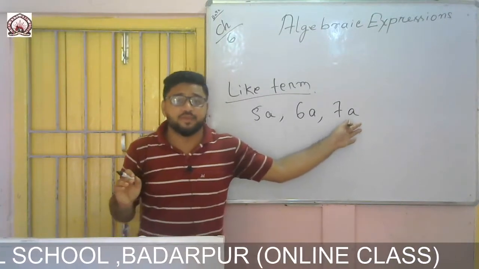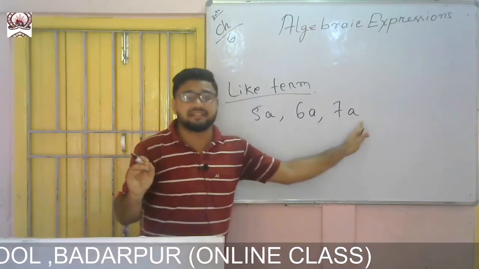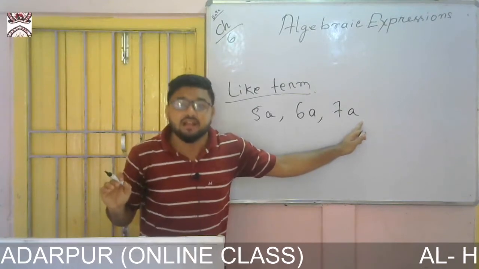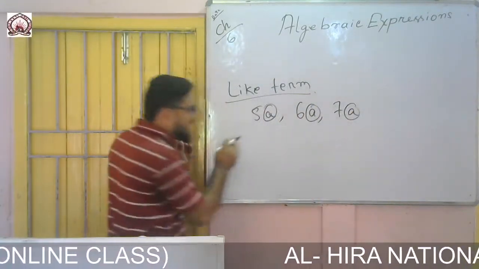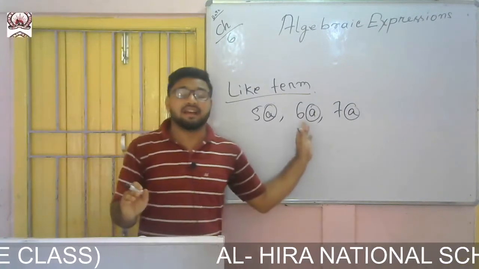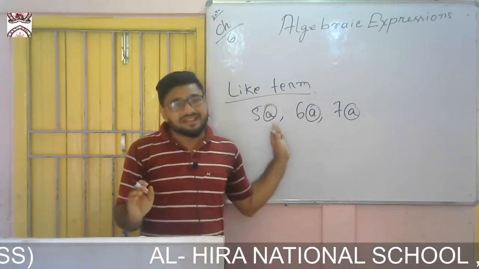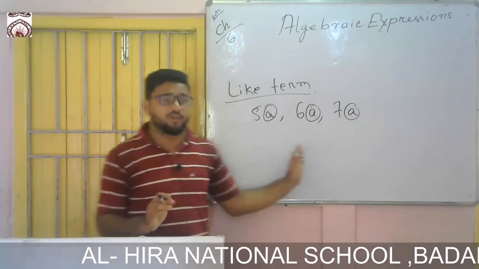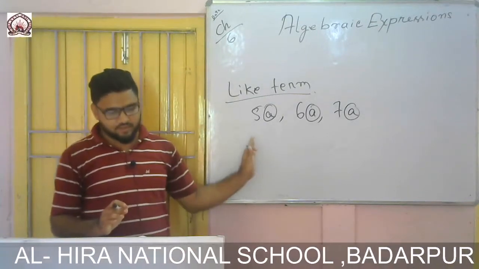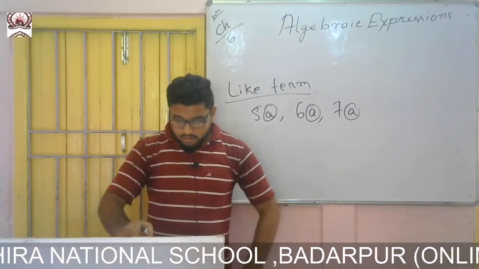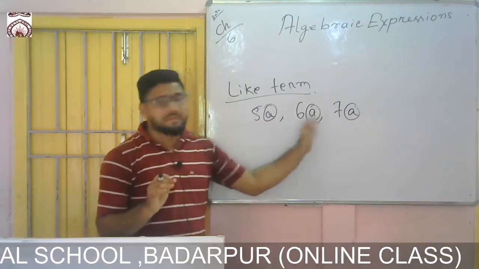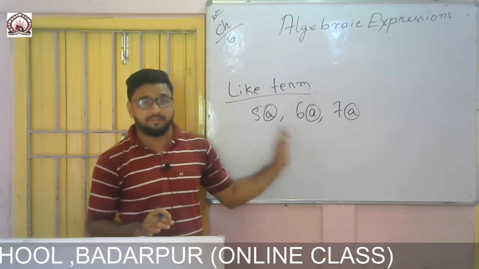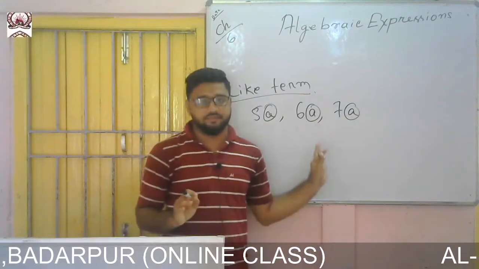Why are they like terms? Because their literals are the same. That means their variables are the same. That is a. In each case the literal a is there, and it is the same in every case. For that reason it is a like term. Understood? The coefficient, the number, may be different. That doesn't matter, but the literal should be the same. Understood?